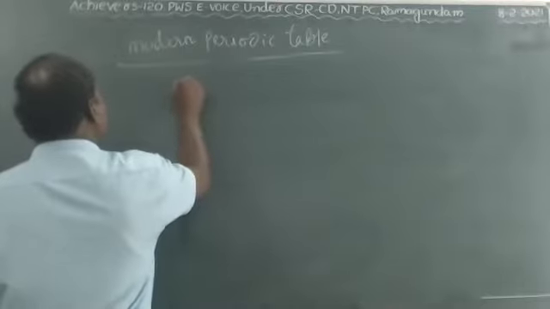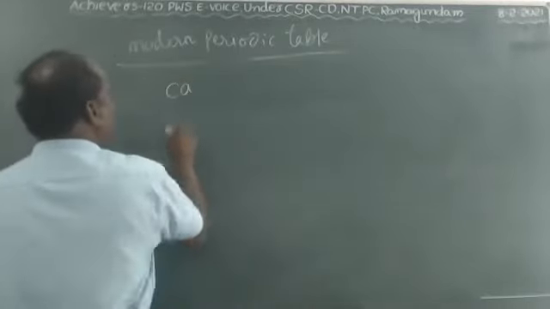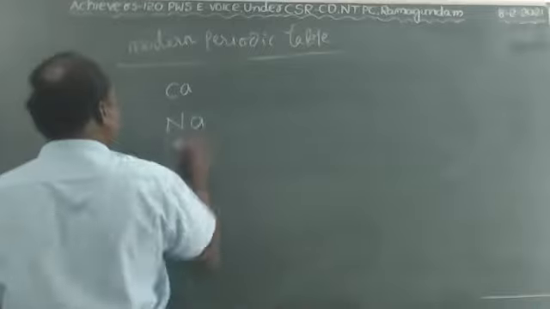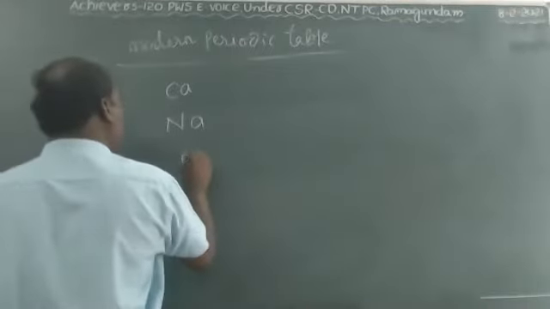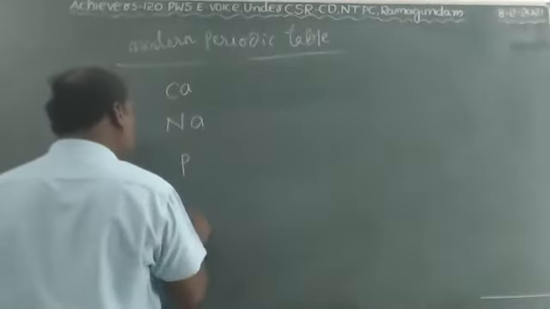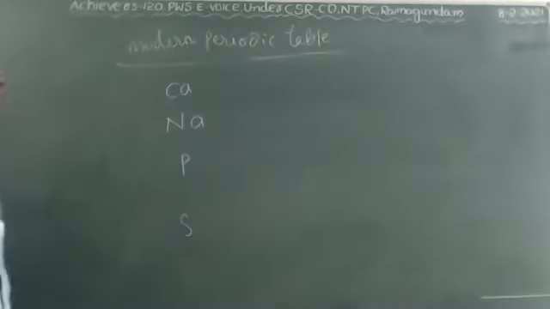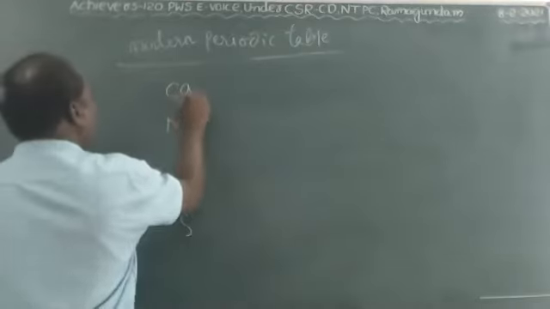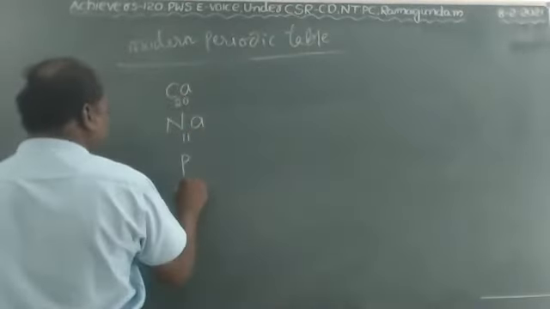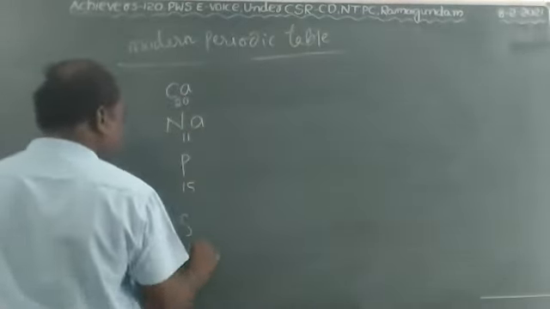Calcium will be there, sodium will be there, phosphorus will be there, sulfur will be there. These are the four elements. Calcium atomic number is 20. Sodium is 11. Phosphorus is 15. Sulfur is 16.